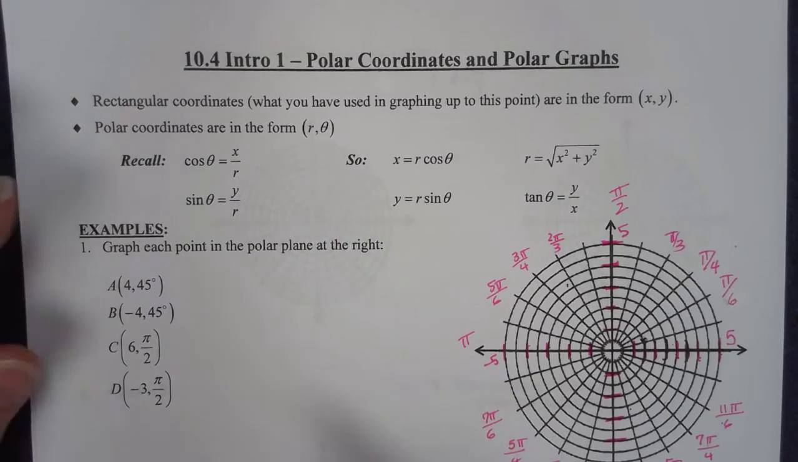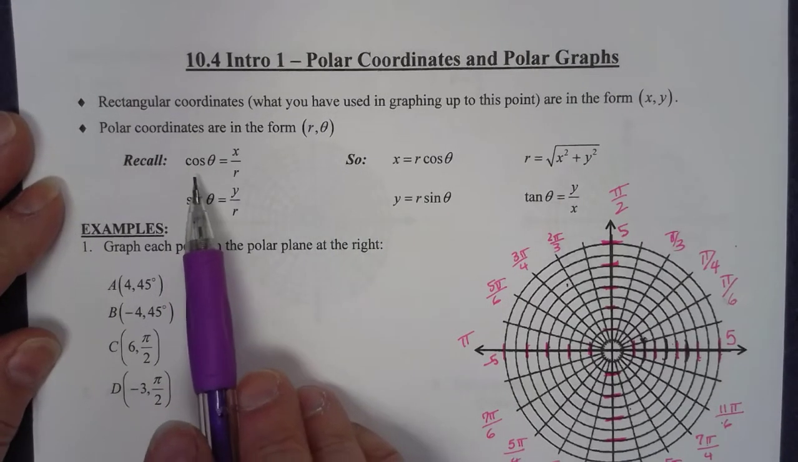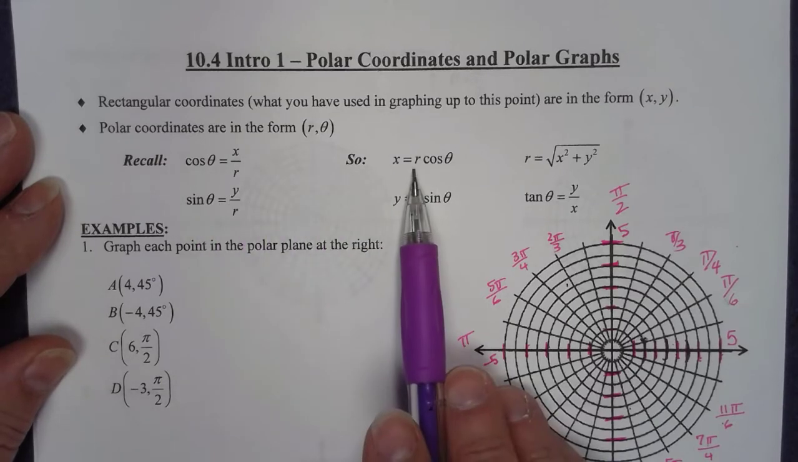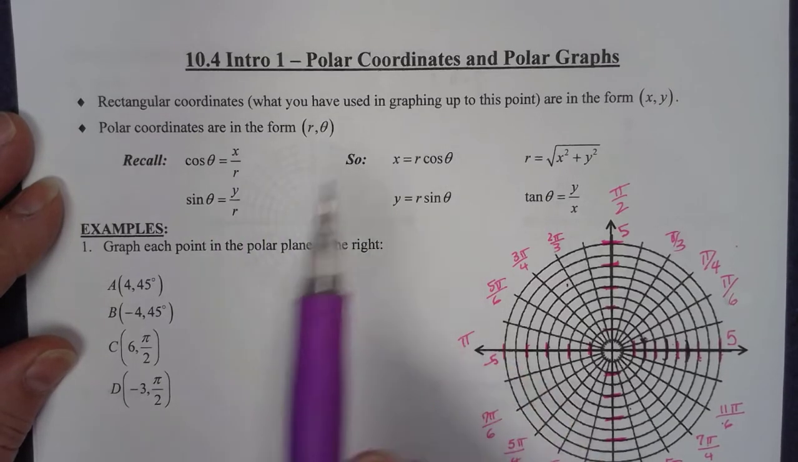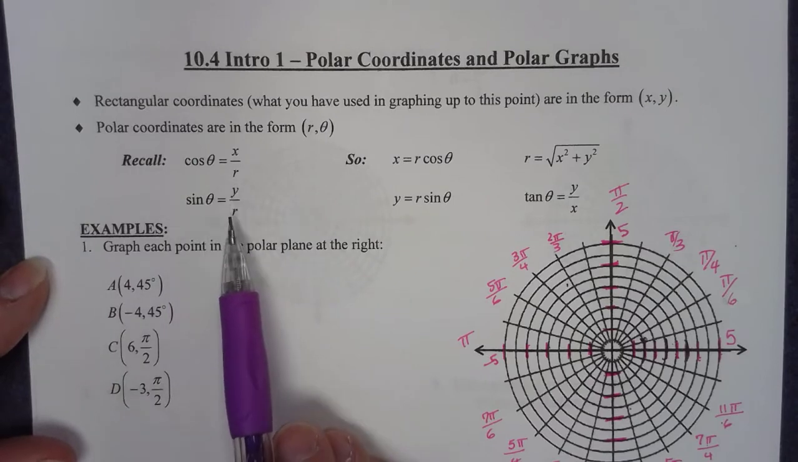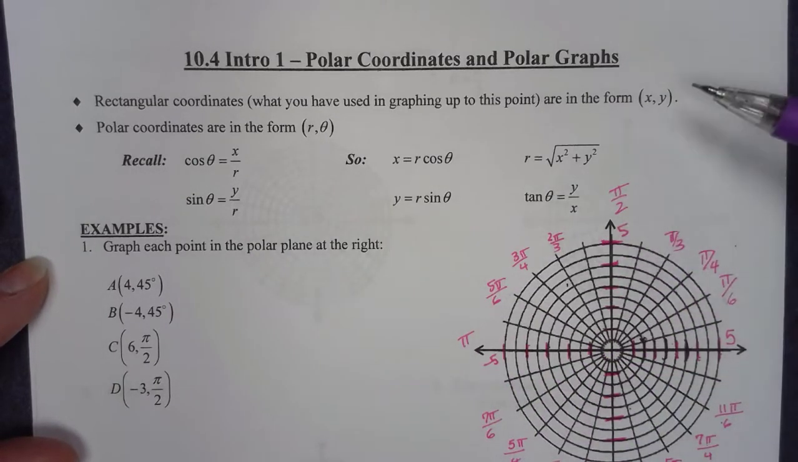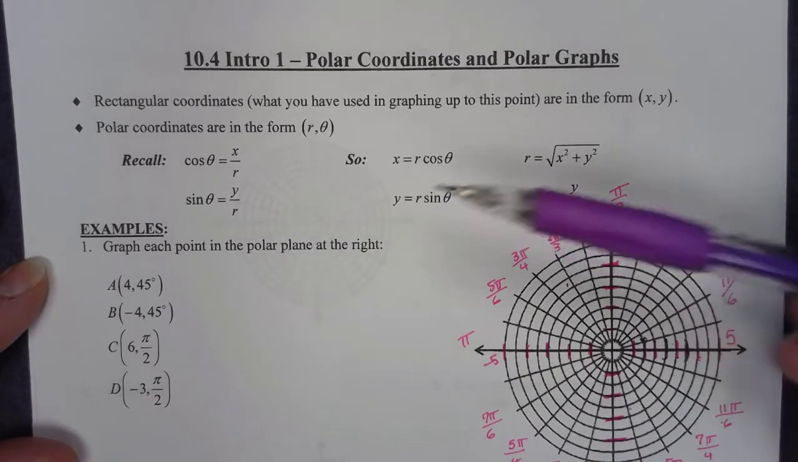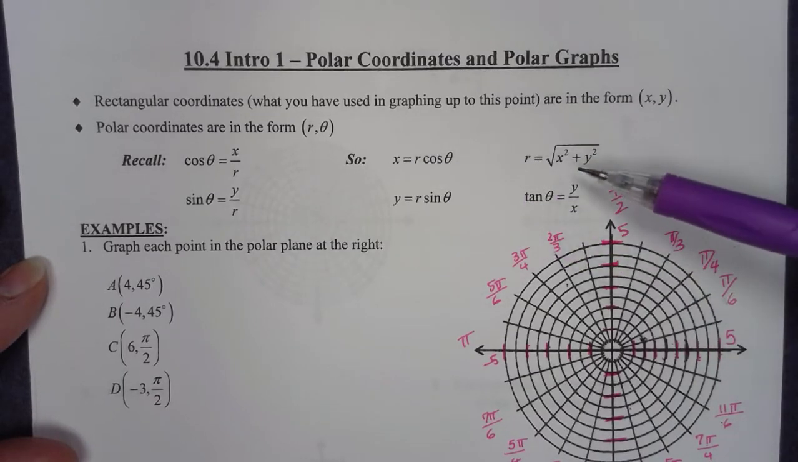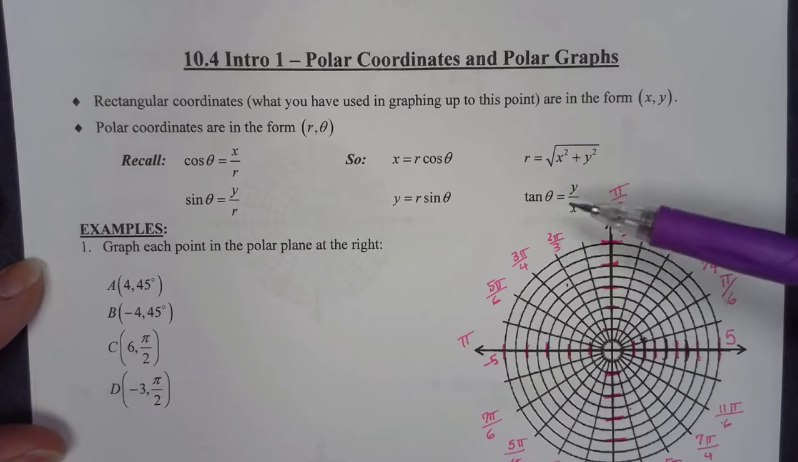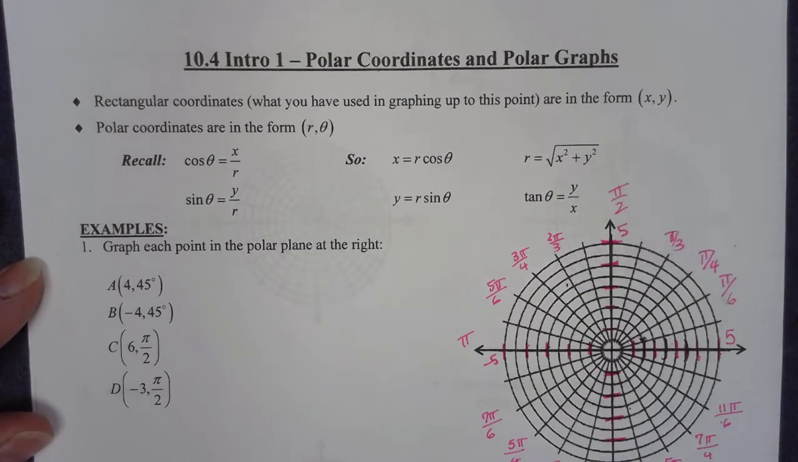All right, let us recall from our geometry that the cosine of theta is x over r, so we can solve this for x and get x to be r cosine of theta. The sine of theta is y over r, so y is r sine theta. We also know from our geometry that x squared plus y squared is r squared, so r is the square root of x squared plus y squared. And the easiest way to find our angle when we know x and y is that the tangent of the angle is y over x.